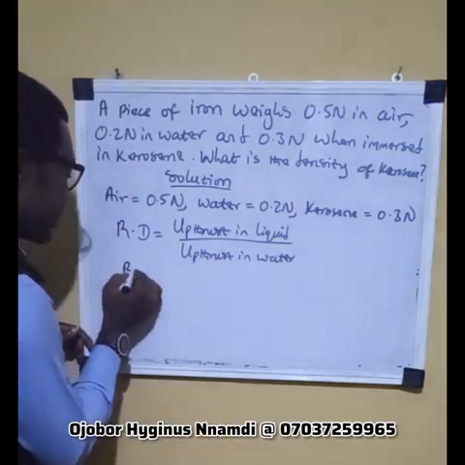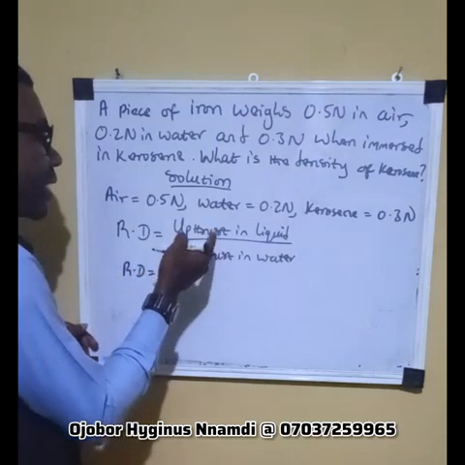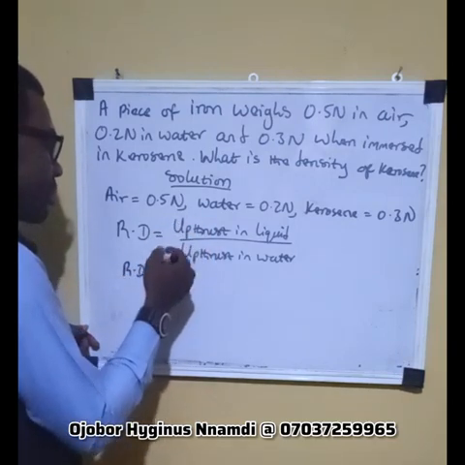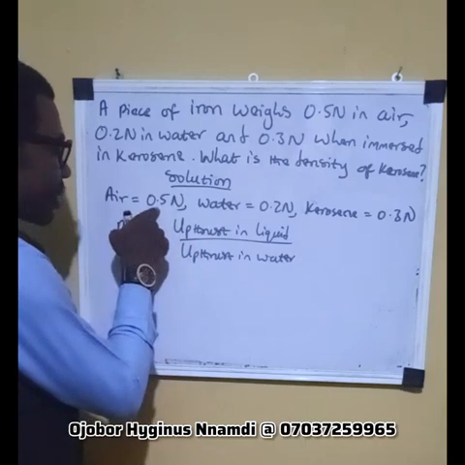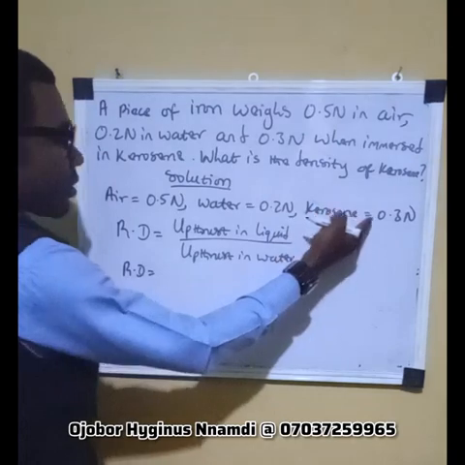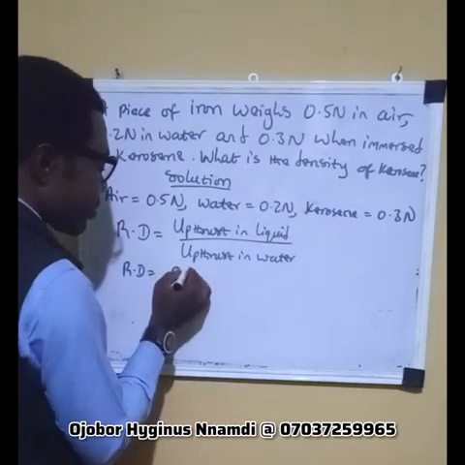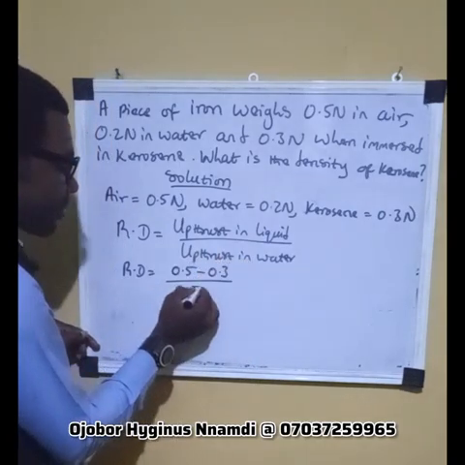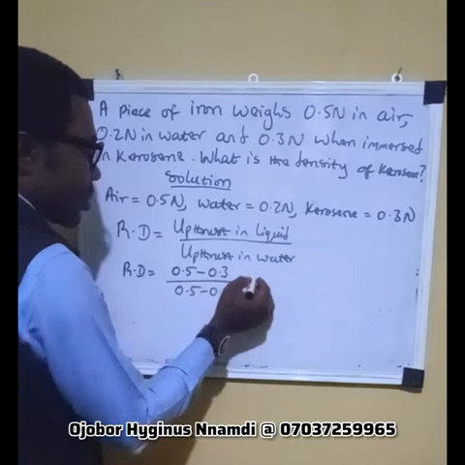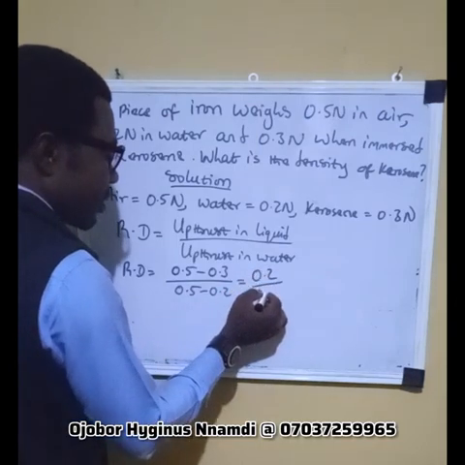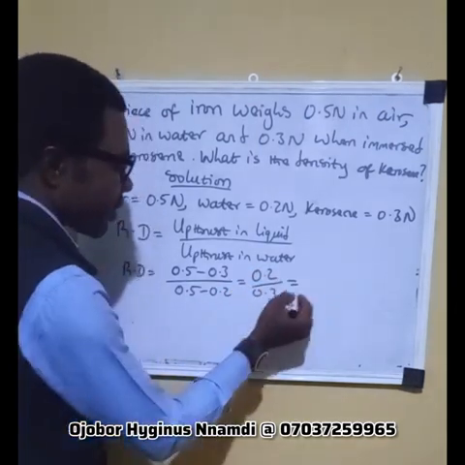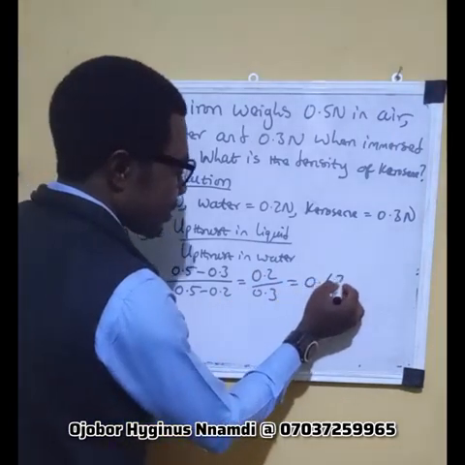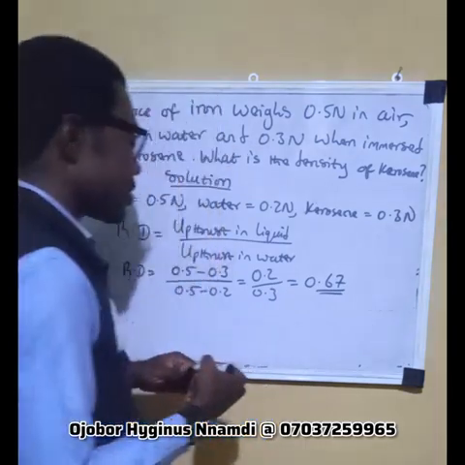The relative density is equal to upthrust in liquid, which is the weight lost in liquid by an object. So they said if you weigh the object in air, it is 0.5, in kerosene it is 0.3. So upthrust in liquid is 0.5 minus 0.3, while upthrust in water is 0.5 minus 0.2. That will give you 0.2 over 0.3, and 0.2 over 0.3 is 0.67. There is no unit. Relative density has no unit.